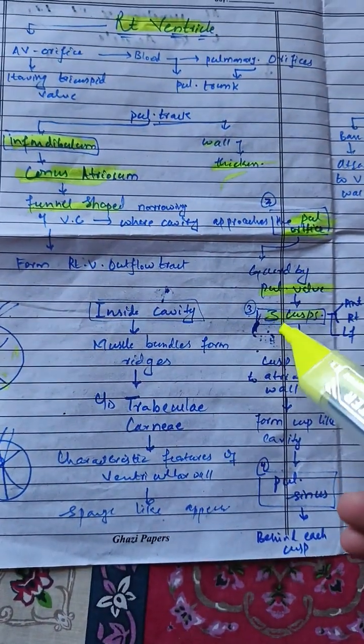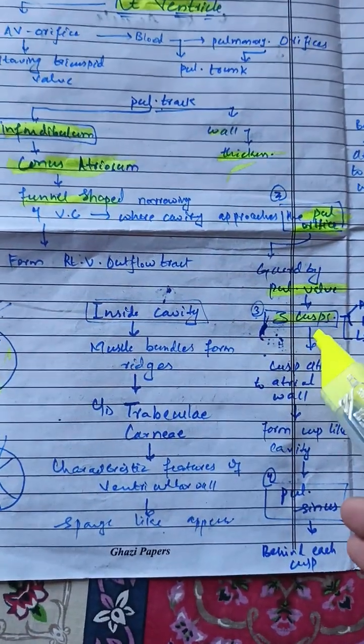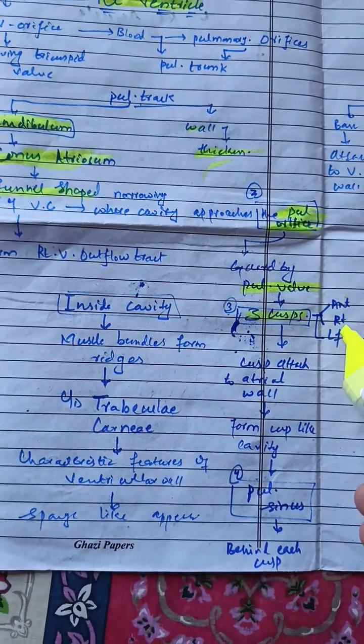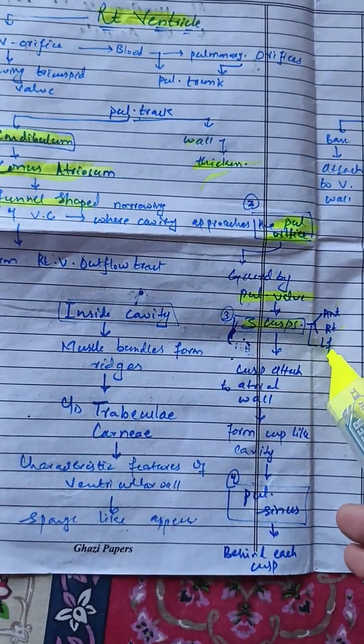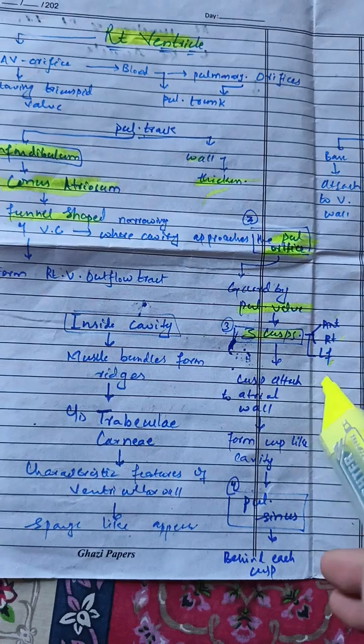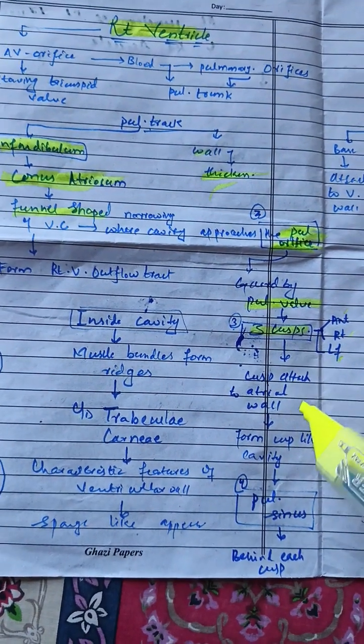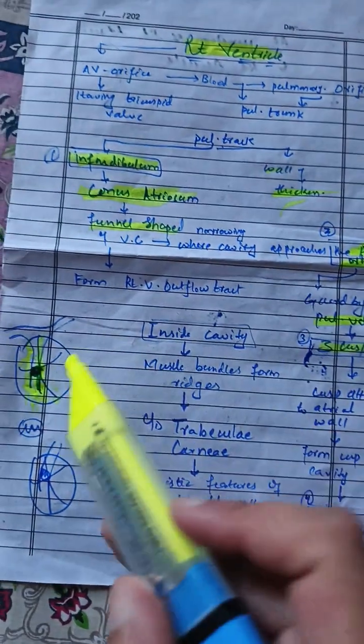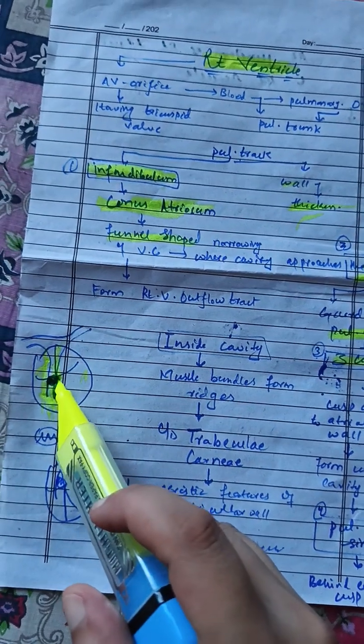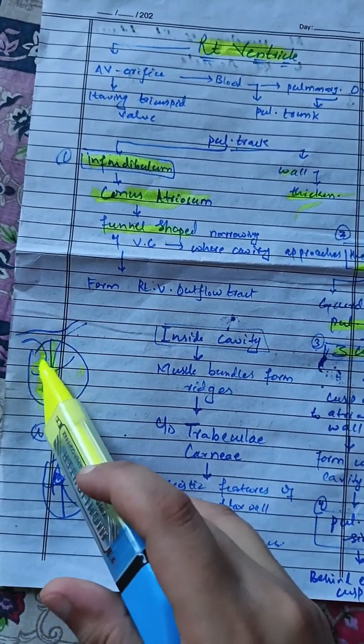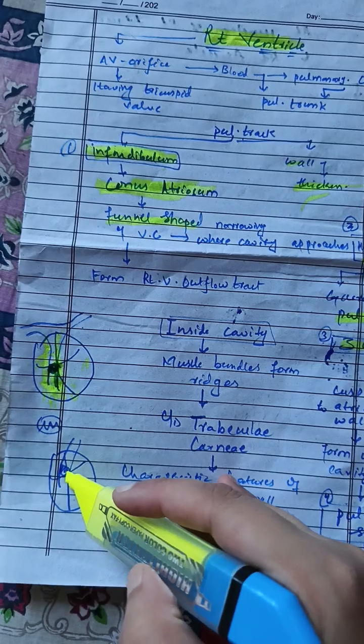The pulmonary orifice, this opening, has a valve called the pulmonary valve. The pulmonary valve has three cusps, which are the anterior cusp, right cusp, and left cusp, and these cusps are attached to the wall of the artery. This is the pulmonary orifice.